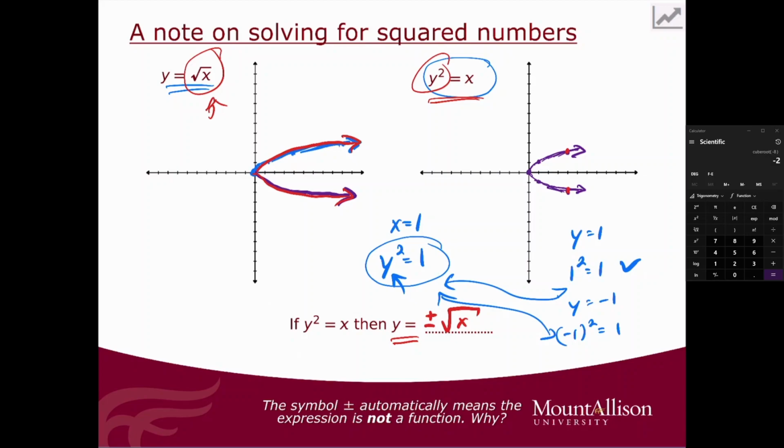So if you're solving for a squared number, you're not working with something that looks like a function, but if you want to get all of the values that match this equation, then this is what you're going to have to use, that plus and minus symbol.